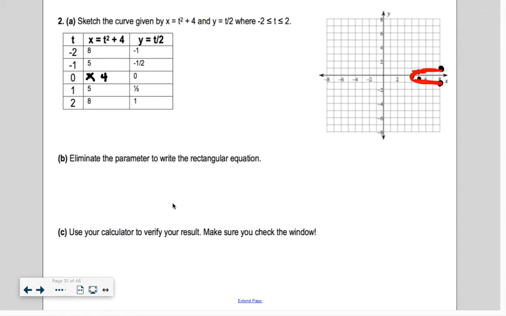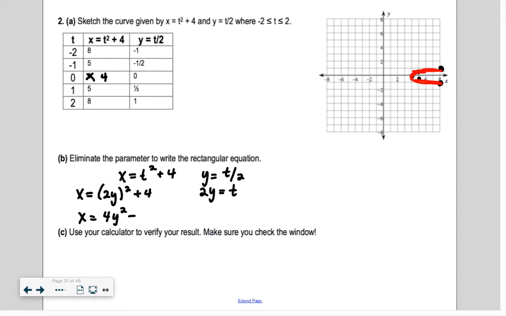All right, so eliminate the parameter to write the rectangular equation. So if I try to solve one of these for t, which one looks the easiest to solve for t? The y, right? So I'm going to write y times 2 is equal to t. And then I replace, so I get x equals 2y squared plus 4, like that. So I have x equals 4y squared plus 4.